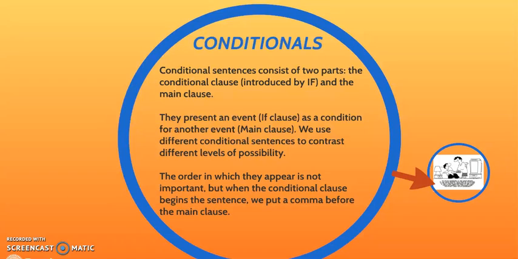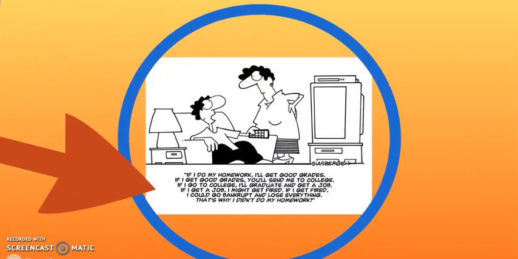The important thing is that if you start the sentence with the if clause, you have to write a comma after it. Take a look at this example. This is so because, let's say, you're breaking the normal order of a sentence by putting the subordinate clause first.